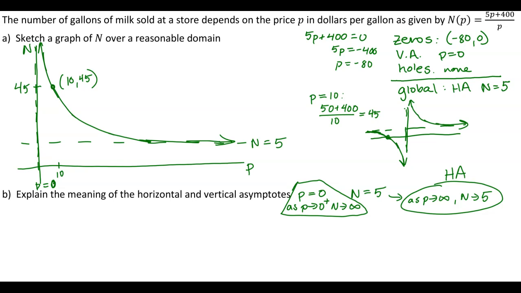Make sure you're explaining what's happening to both variables. It's not just p or n that's involved in a horizontal or vertical asymptote.